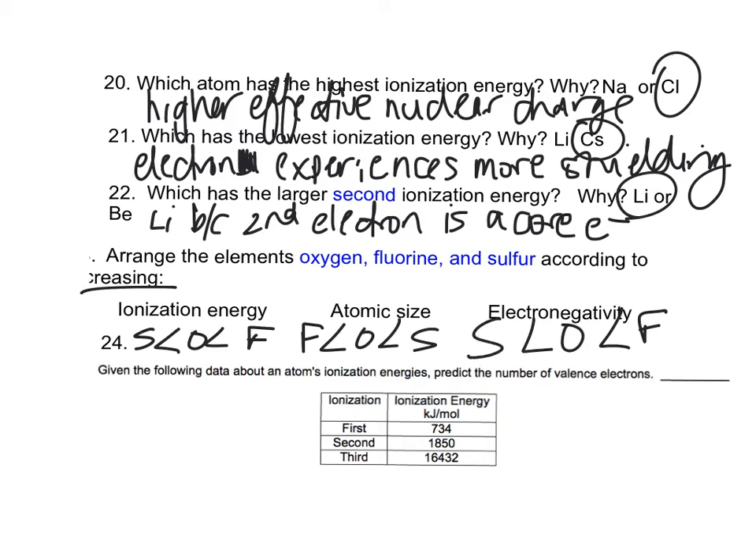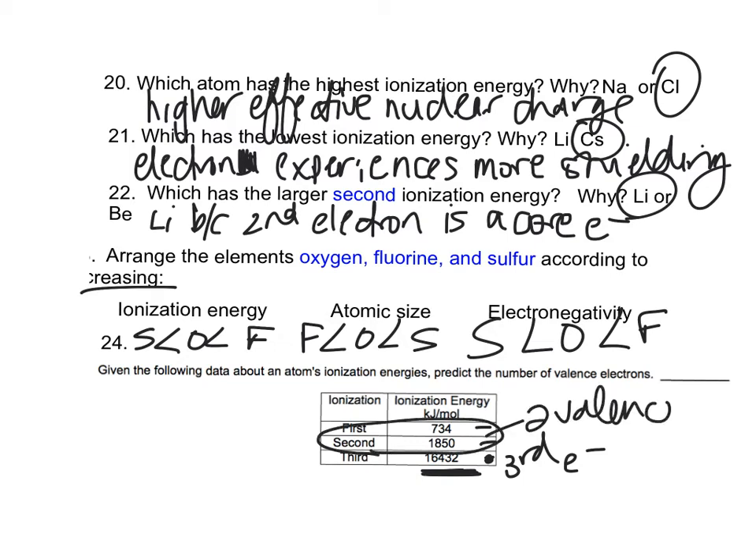Okay, given the following data about atoms' ionization energies, predict the number of valence electrons. All right, so we've got 700, 1800, holy macaroni, 16,000. So it looks like this third electron is a core electron, so that means it has to be 2 valence, right? So that's got to be 2 valence, so it could be anything in group 2.